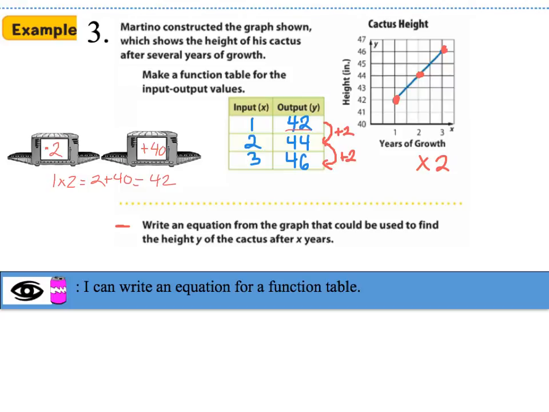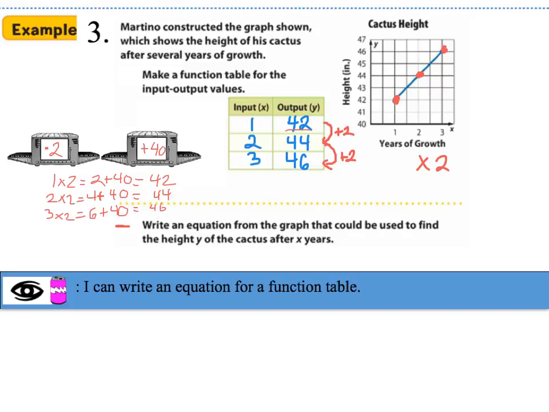Let's try another one. Let's take 2 and plug it into the machine. So 2 times 2 gets me 4. But it has to continue on in the machine, so let's add 40 to that, and that becomes 44. Let's go ahead and place 3 into the machine. So 3 times 2 gets me 6. 6 plus 40, it's continuing on into the machine, gets me 46.